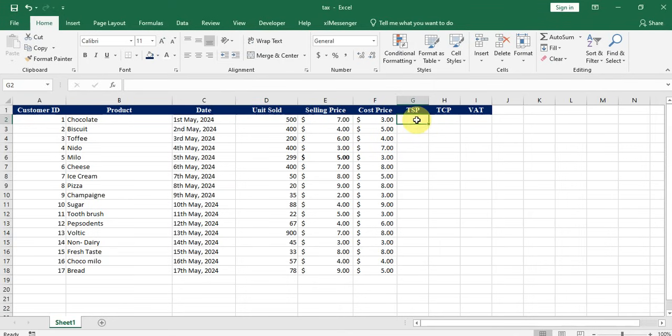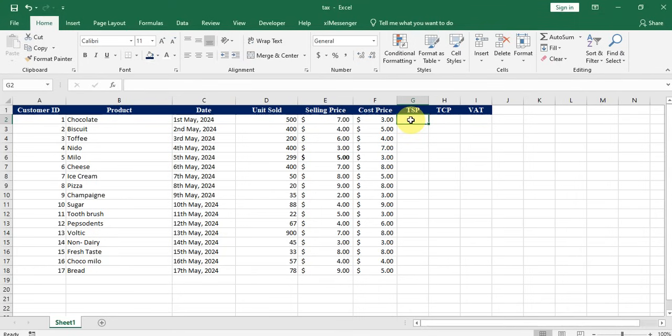And then we want to calculate the total selling price. If you want to calculate the total selling price, it will be the selling price multiplied by the units sold. I don't know if you get what I'm trying to say. So how do we calculate the total selling price? I have already shown you. Now which formula should I use?